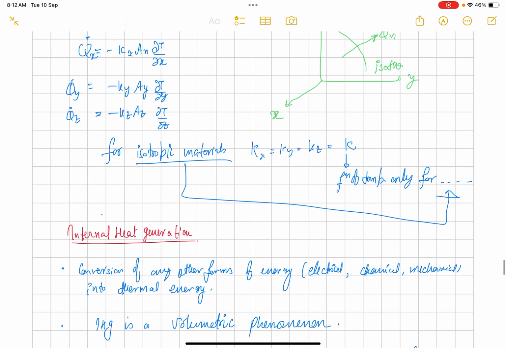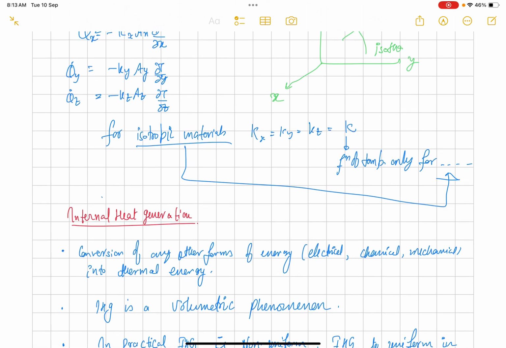So internal heat generation is the conversion of any other form of energy, like electrical, chemical, metabolic, into thermal energy. Metabolic generation comes under chemical energy only, and mechanical energy into thermal energy. Like in our body, heat is generated due to chemical reactions. So this is the concept of internal heat generation. And one more thing: the bigger the size of the body, the higher the heat generation inside the body. Since it depends on the size of the body, it is a volumetric phenomenon.